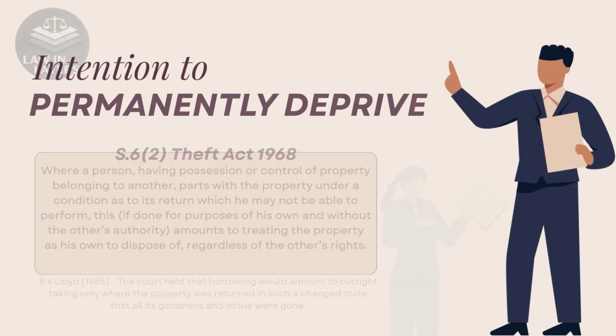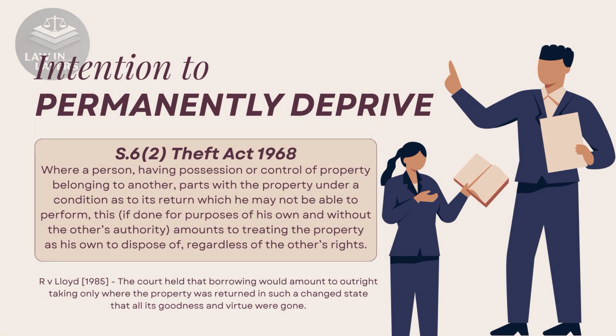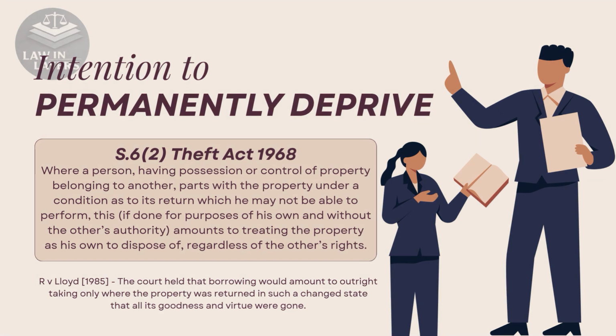Section 6(2) goes further. It states that if a person parts with property under a condition they may not be able to fulfill, especially for their own benefit and without authority, this can also amount to treating the property as their own. Another key case is R v Lloyd, where the court held that borrowing will only amount to an intention to permanently deprive if the property is returned in such a diminished state that it has effectively lost its value, or all its goodness and virtue.